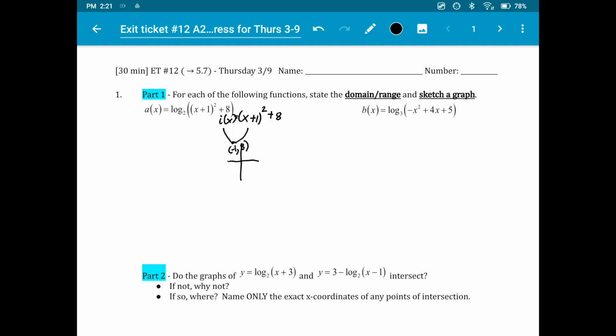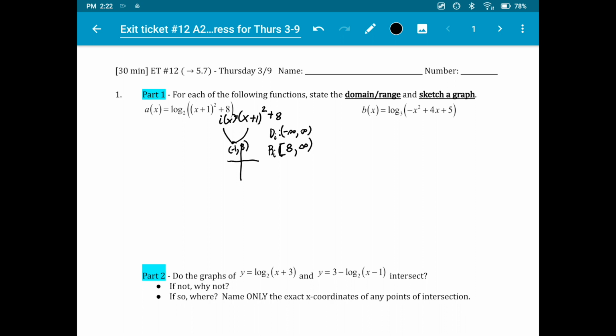And so that is that. The inside function is this quadratic. And so the domain of the inside function is -infinity to infinity because it is a quadratic, and the range of the inside function is from 8 to infinity because it opens upward and starts at 8.